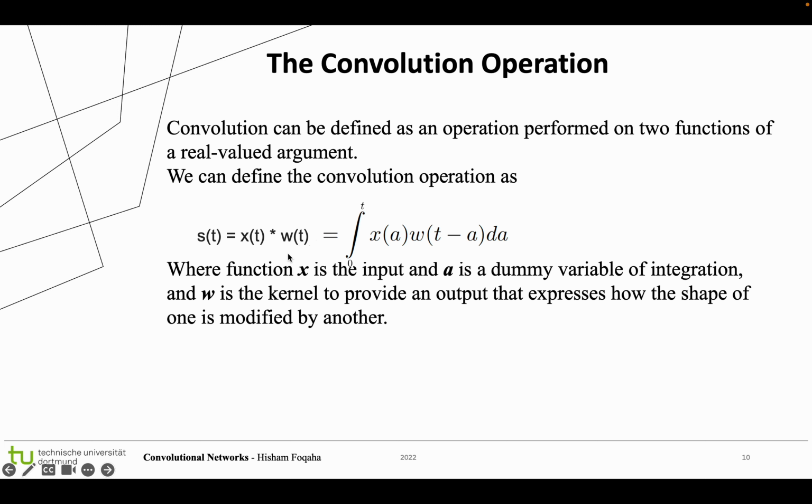where function x is the input, and it's equal to an integration from 0 to t of function x of a multiplied by w of t minus a, dA. Here function x is the input, a is a dummy variable of the integration, and w is the kernel, providing an output that expresses how the shape of one is modified by another. Without going more into mathematical details, let's see how convolution works.